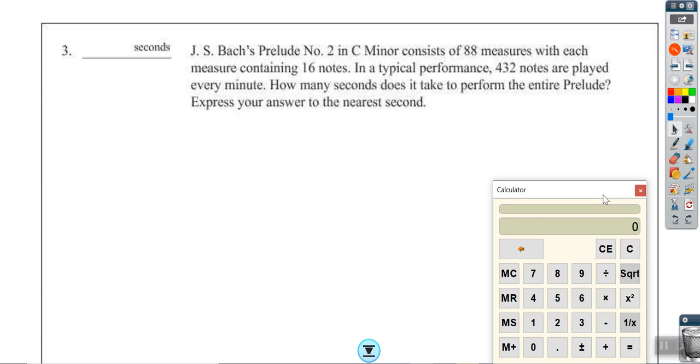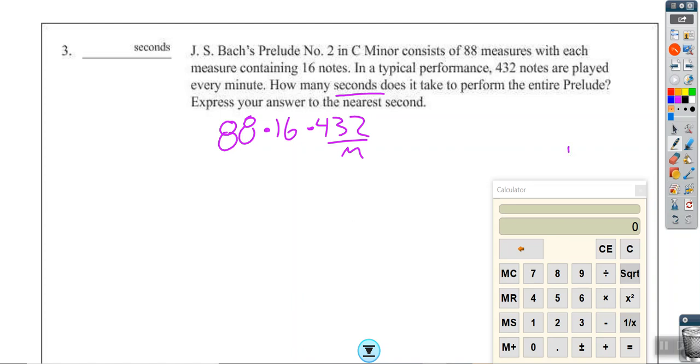So we have a Bach Prelude number 2 in C minor. It consists of 88 measures, with each measure containing 16 notes. In a typical performance, there are 432 notes played every minute, so that's per minute. How many seconds?